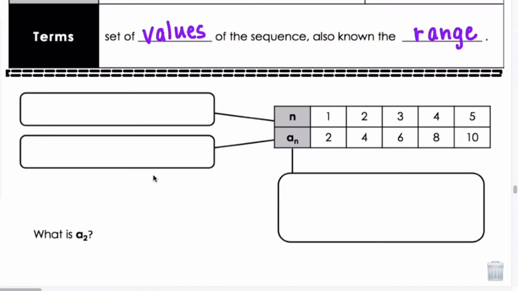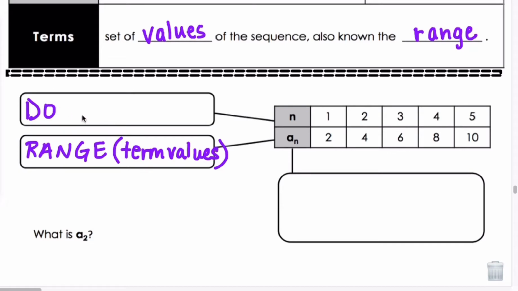Based on what we were told and the terms up here, we can identify this as a sequence. And what does each thing mean? We know that the values are the range, and here are the values. So I'm going to identify this as the range. And we can say those are the terms, the term values. Therefore this is my domain, and that's the term numbers.